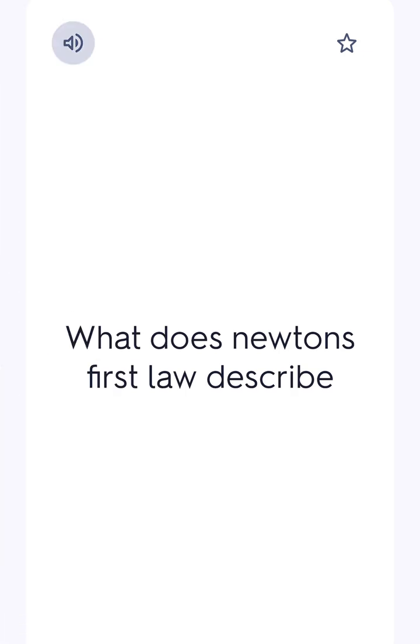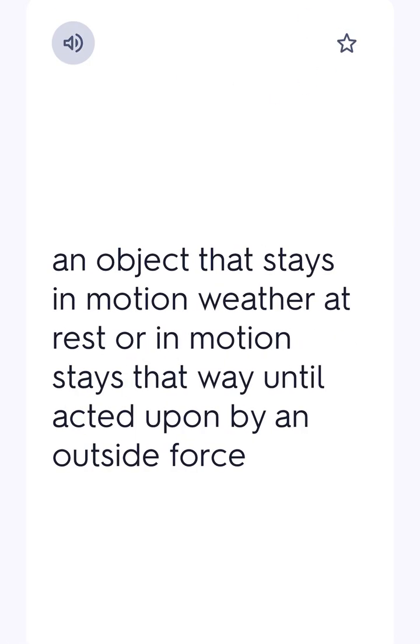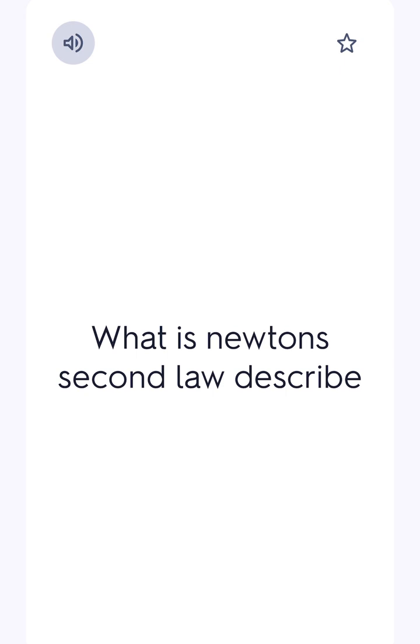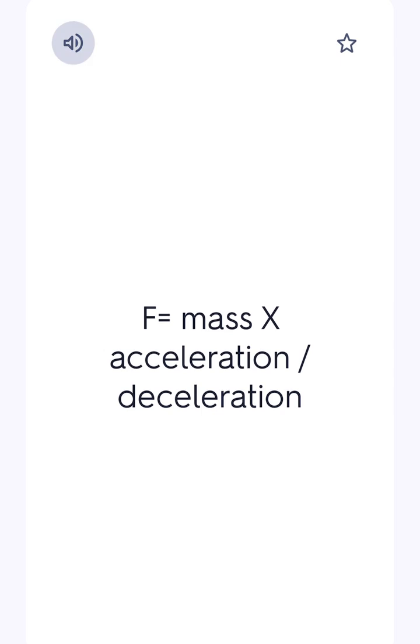What does Newton's first law describe? An object that stays in motion, or at rest, stays that way until acted upon by an outside force. What does Newton's second law describe? F equals mass times acceleration/deceleration.